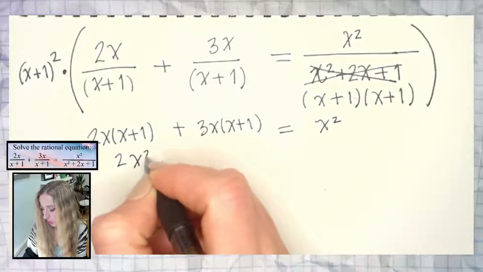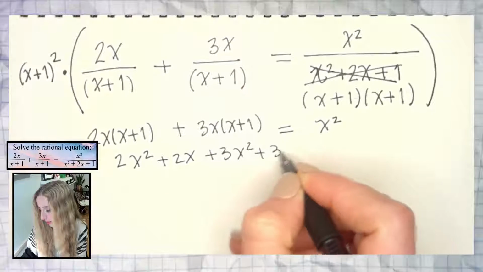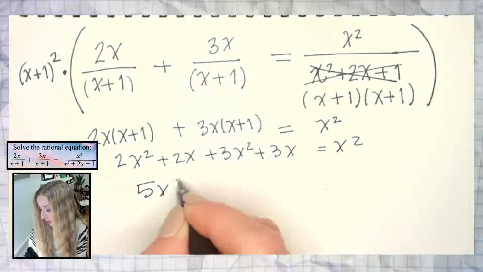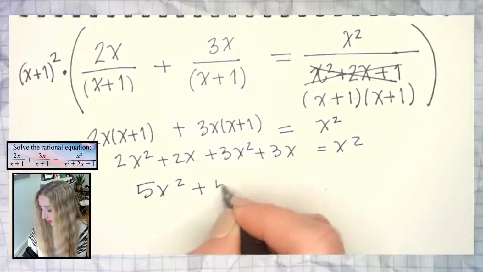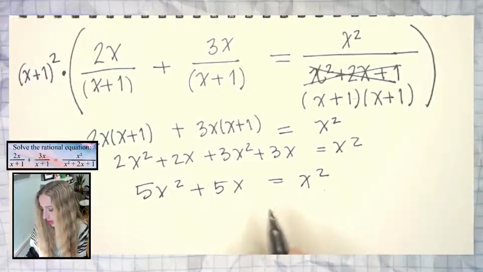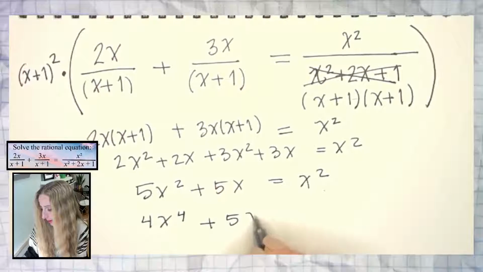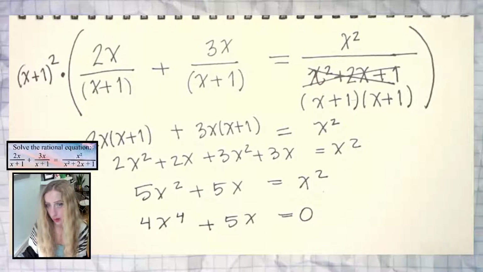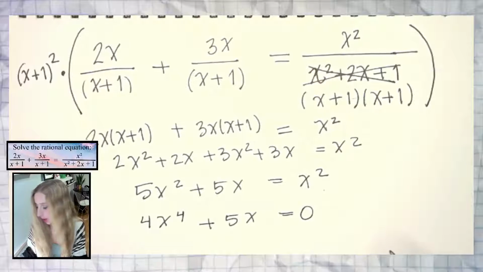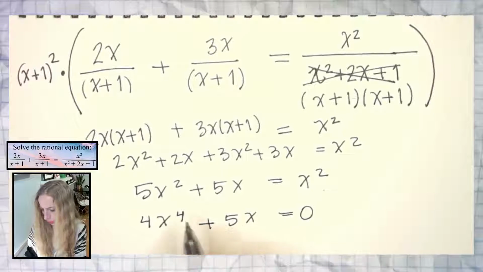Distribute, and we get 2x squared plus 2x plus 3x squared plus 3x equals x squared. 2x squared and 3x squared is 5x squared. 2x and 3x is 5x, equals x squared. I'm going to subtract over the x squared. That leaves me with 4x squared plus 5x equals 0. And we do want to get these equations equal to 0 before we start any of our factoring.